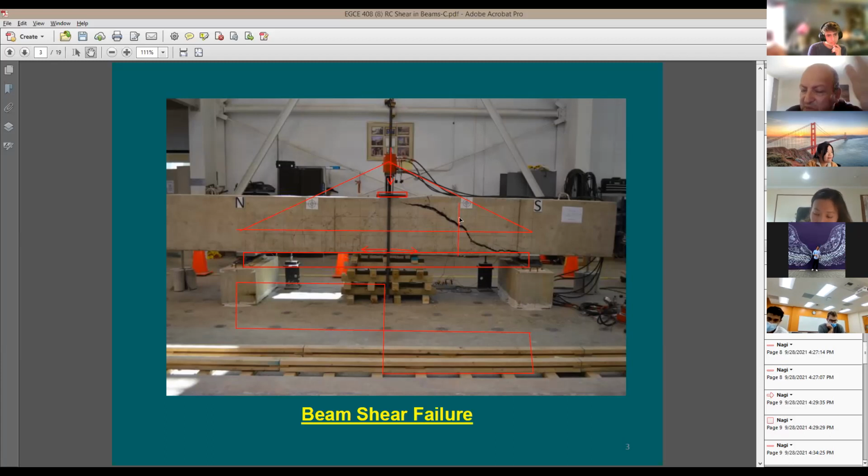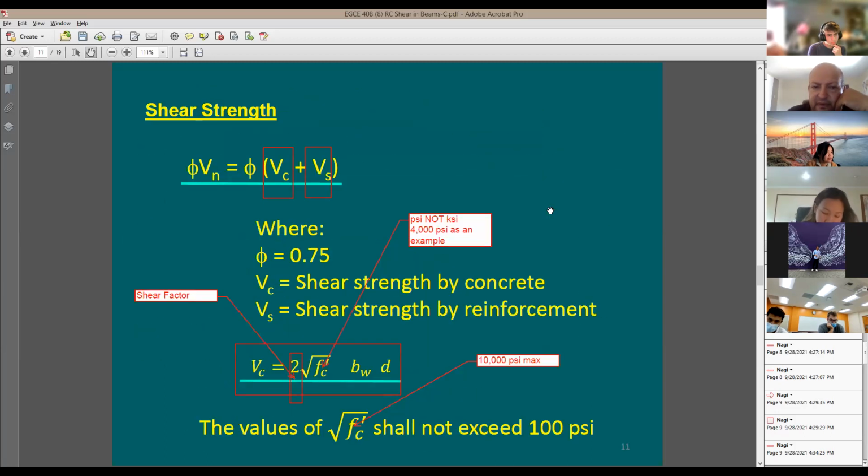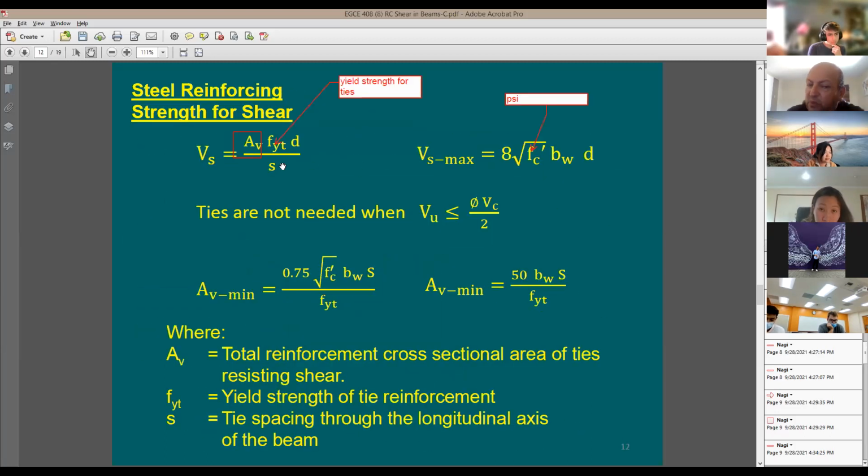When the spacing is small, it means that you put lots of ties. Look what happens here in the equation. When the spacing is small, the total strength, Vs, is going to go up. When this spacing is equal to, let's say, 100 inches, this gives you nothing because you just put one piece of rebar.